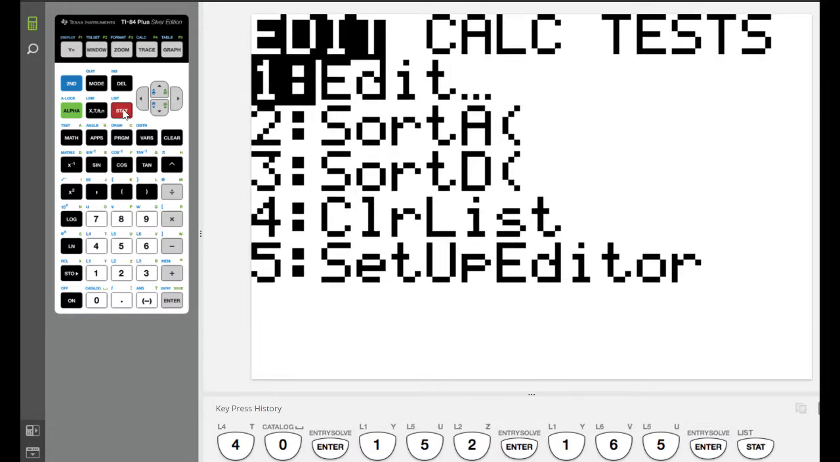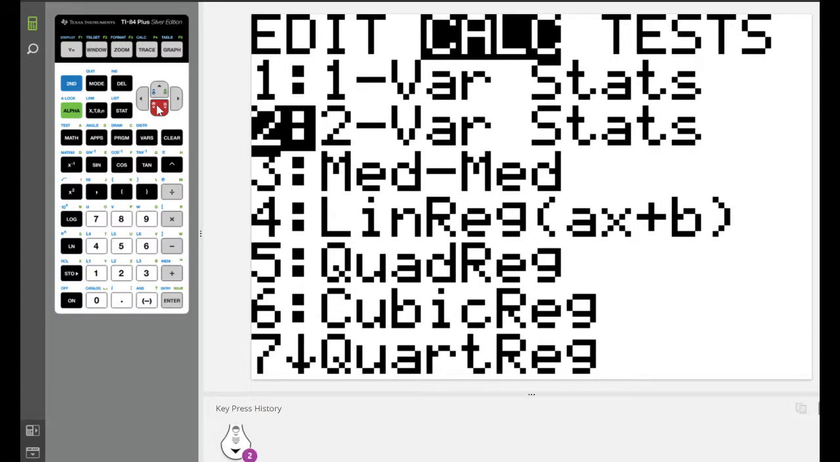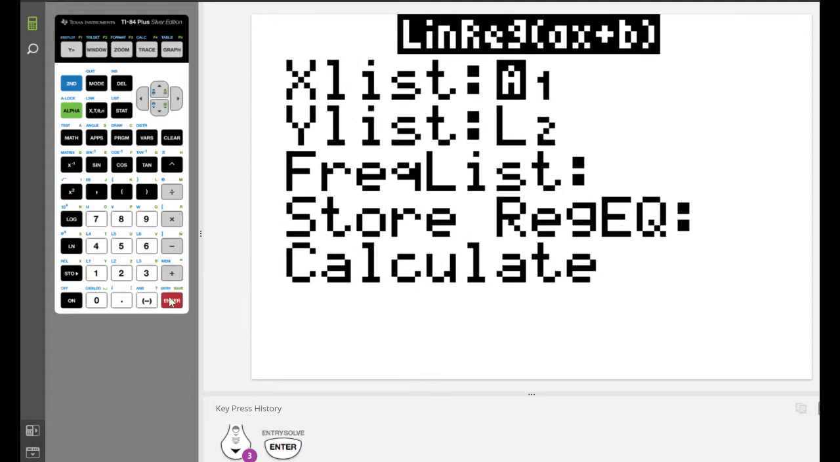Hit your stat button. You're going to go to the calc menu, and you're going to select number 4, LinReg(ax+b). That means a linear regression of the form ax plus b. We hit enter. And here we go. Our X list will be, where do we have our X variable? Well, it's in L1. Our Y list is, where do you have your Y variable? It should be L2. Your frequency list should be cleared out. There shouldn't be anything for a frequency list.